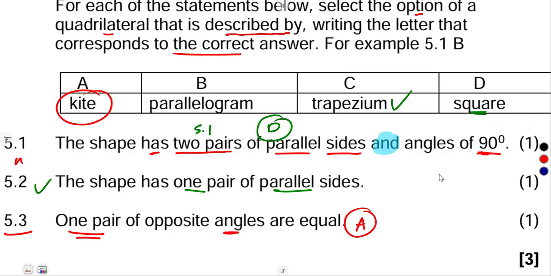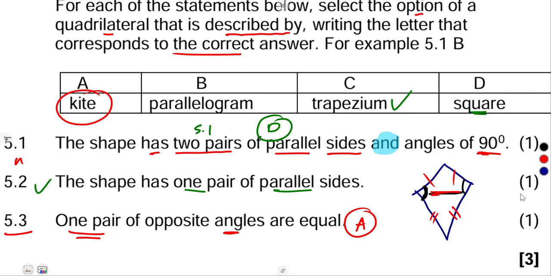Remember the properties of a kite. The adjacent sides are equal. The angles found between unequal sides, these two angles, are equal. It's only one pair of opposite angles. These ones are not, these ones are not. So it's only one pair.